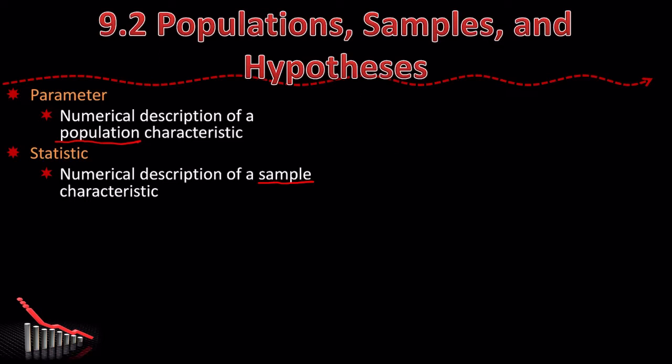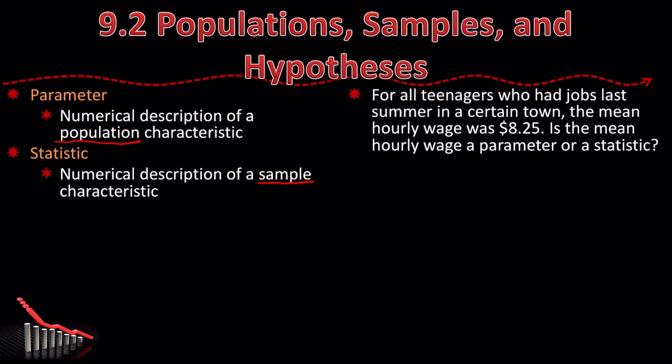Way to remember that. For all teenagers who had jobs last summer in a certain town, the mean hourly wage was $8.25. Is the mean hourly wage a parameter or a statistic? Well, we have to decide. Is this the entire population or just a sample? And it says for all the teenagers. So that indicates it is a parameter.